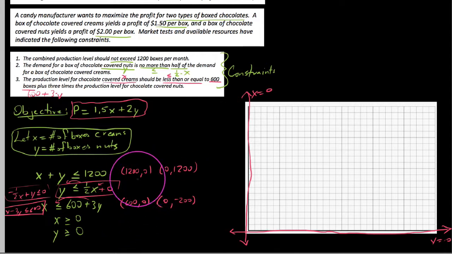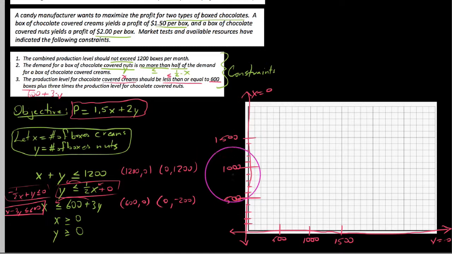Working with the other ones here, 1200 is rather large. We should probably go by hundreds here. So we say 1, 2, 3, 4, 500. We only need to label every 5 here. Here would be 1,000, and 1,500. Same thing over here: here's 500, here's 1,000, here's 1,500. So let's go ahead and drop in this first constraint here.